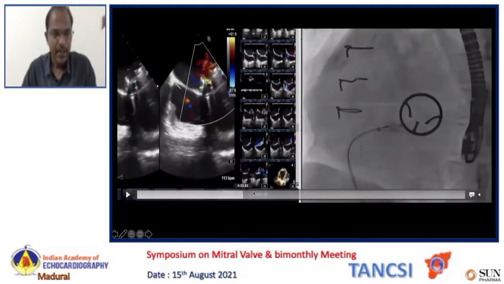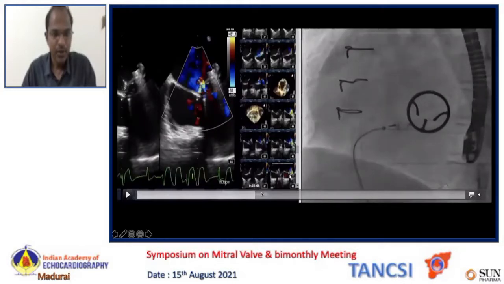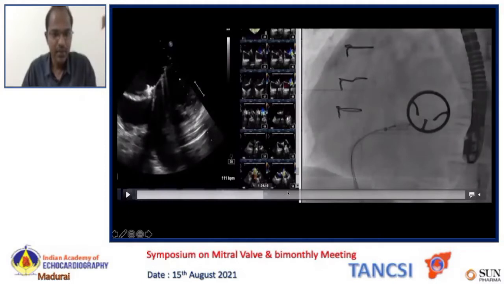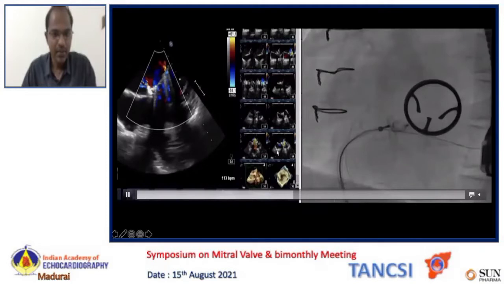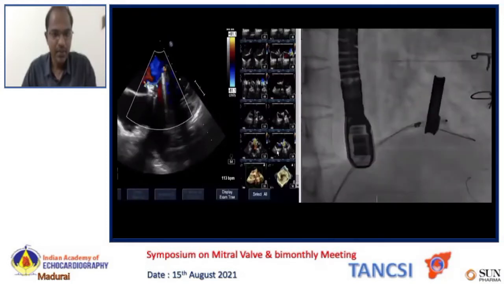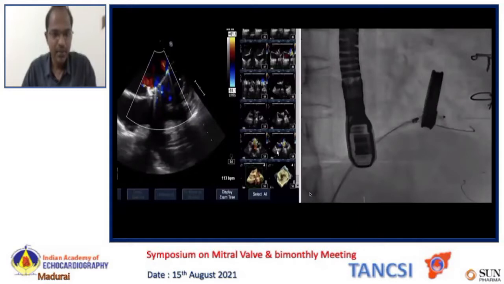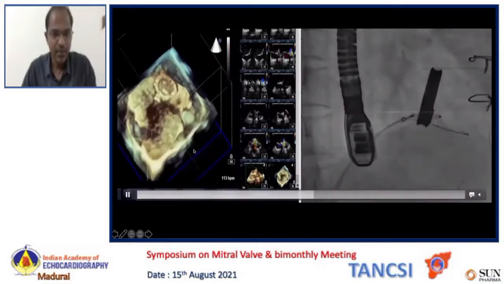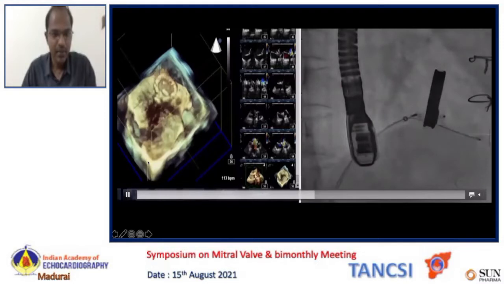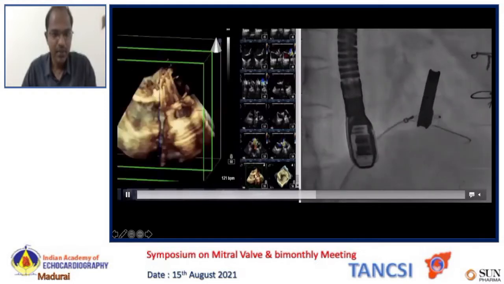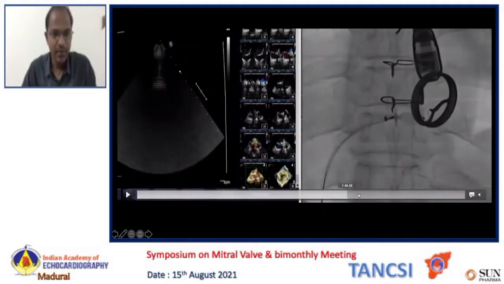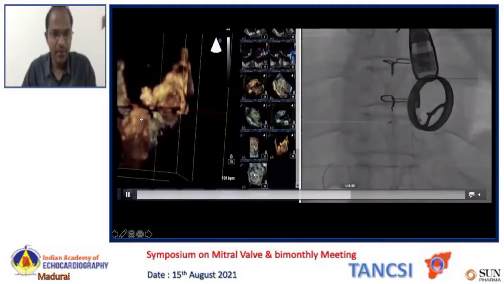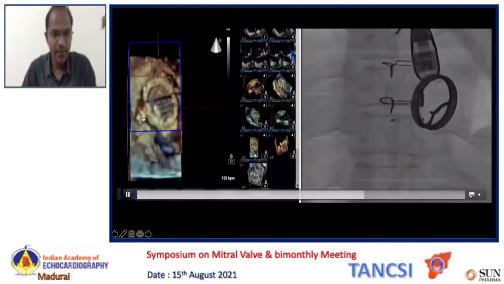And in this view, you can see the device snugly sitting in the defect, and the color Doppler showing just a minimal residual defect. This is a 3D echo recorded during the procedure where you can see the device in the medial position. One device was sufficient in this case for complete closure of the defect. Here you can see the Amplatzer vascular plug sitting outside the flange of the mitral leaflet with the defect being closed.